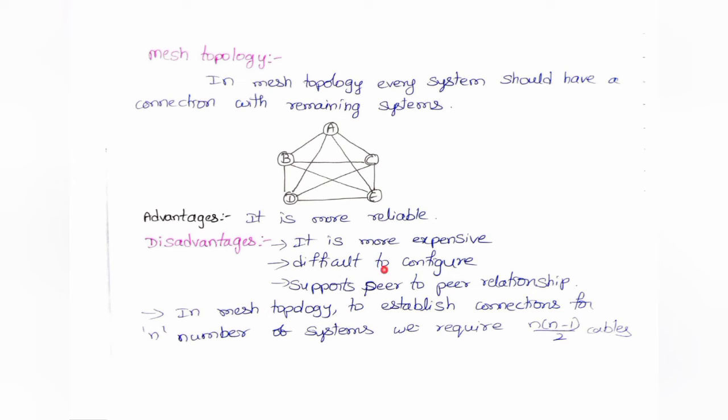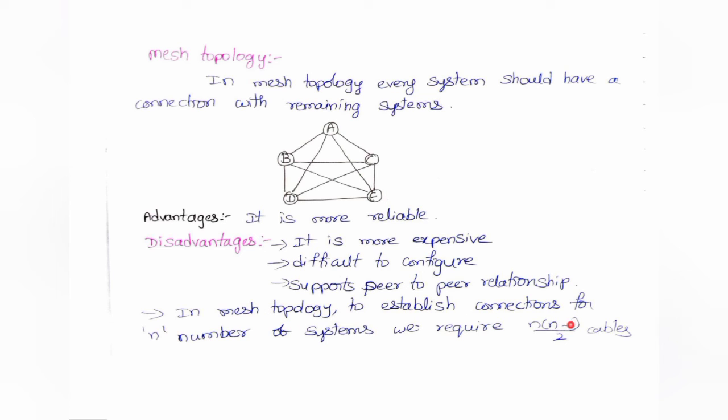The drawbacks of the mesh topology are that it is more expensive, because we are using more cables. In the given network, a device must be connected with every device. That's why it is expensive, and it is difficult to configure because there is more cabling. Adding or deleting a device in the mesh topology is also difficult. It supports a peer-to-peer relationship, a point-to-point relationship.